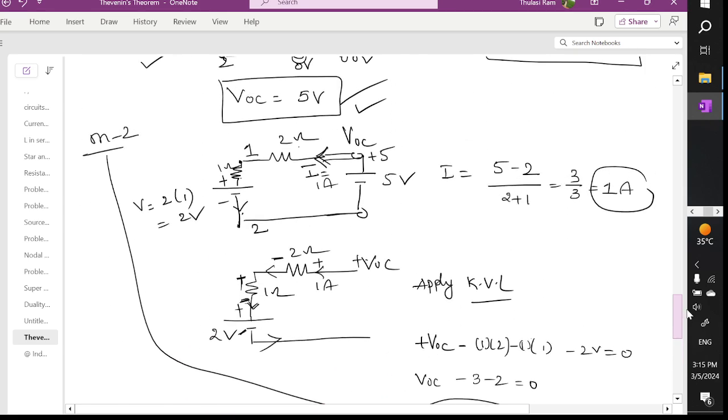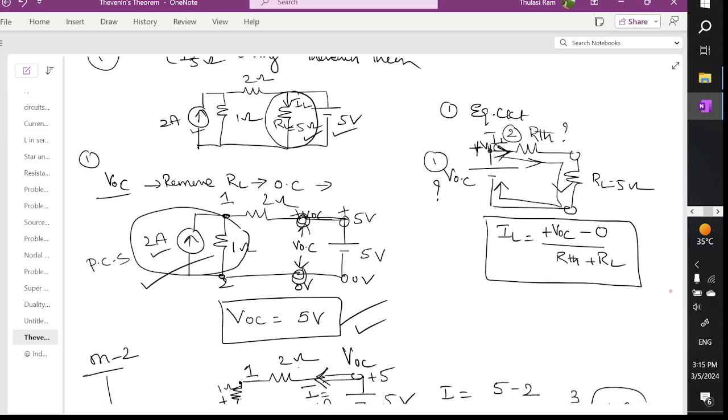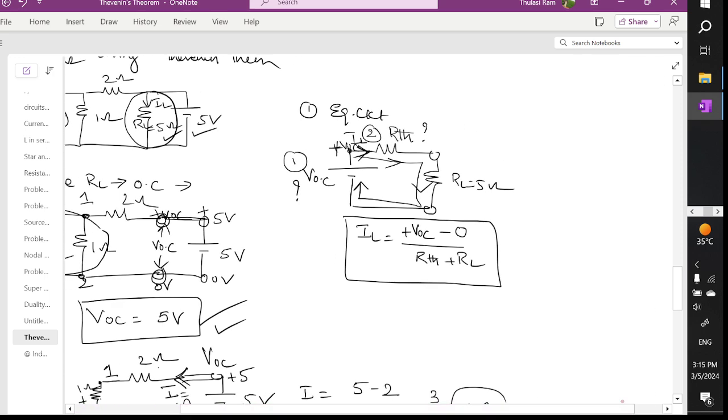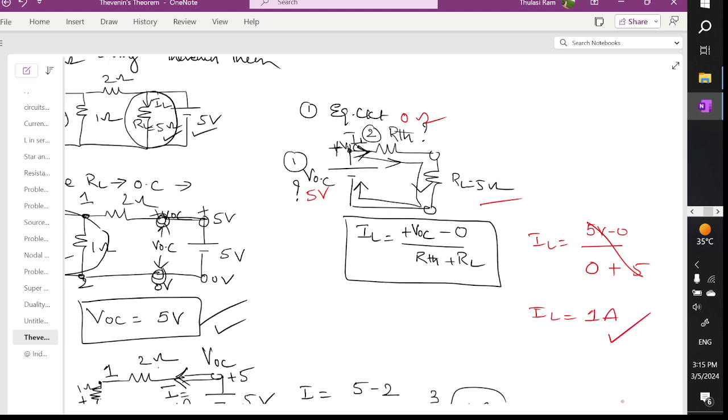So now by substituting in our formula, the load current is equal to V OC, so we are going to get 5 volts minus 0 divided by R. V OC we calculated as 5 volts, and R Thevenin we calculated as 0 ohms, and here we are going to have 5 ohms. So R Thevenin is 0 and load resistor is 5 ohm. So 5 will get cancelled and we are going to get the current as 1 ampere. This is how to find out the load current by using Thevenin.